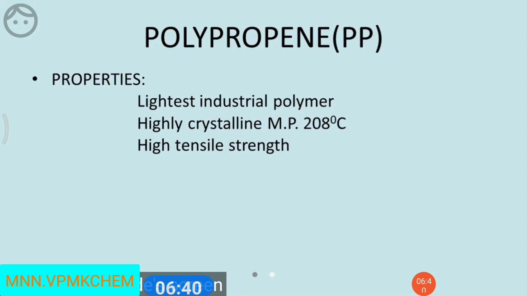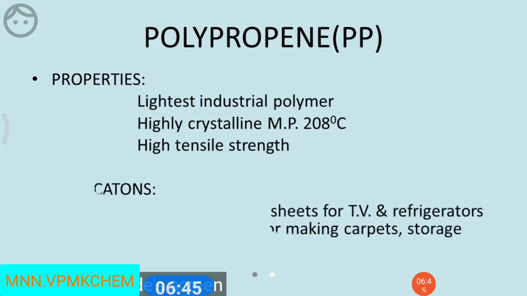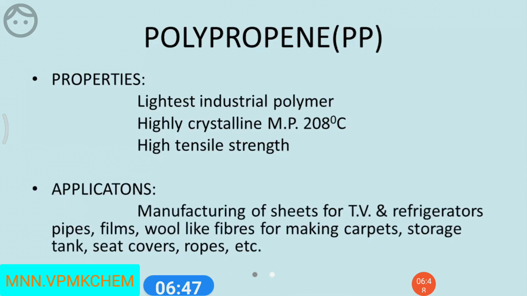It has high tensile strength, and because of its properties, it has various applications like manufacturing of sheets for television and refrigerators, use in pipes, films. It is used to prepare wool-like fibers for making carpets, storage tanks, seat covers, ropes can also be prepared by using polypropylene or PP.